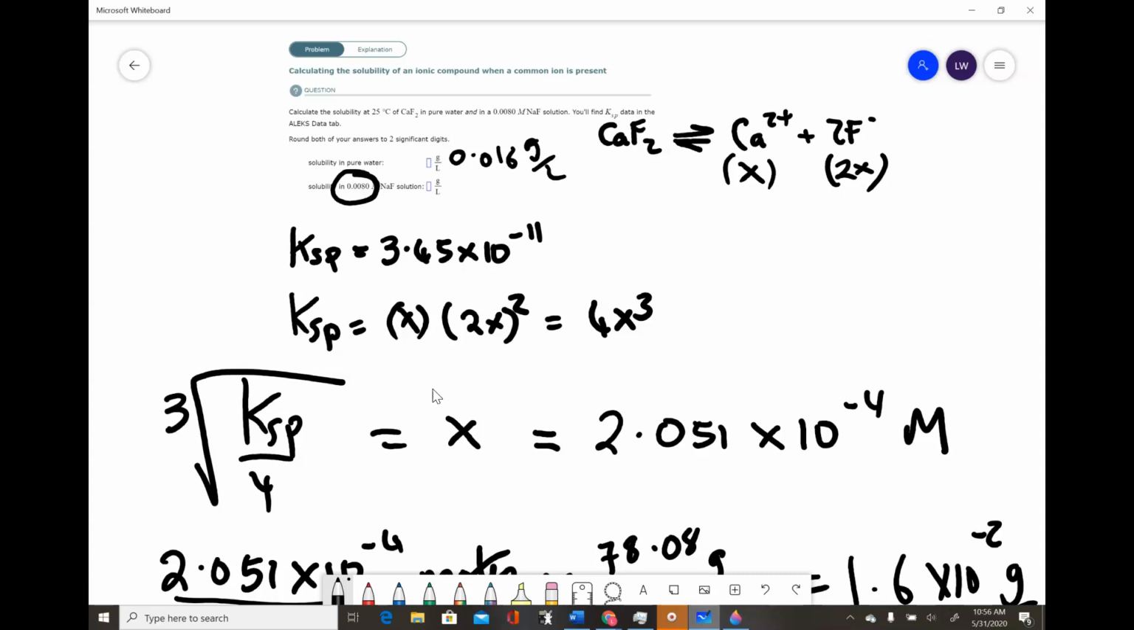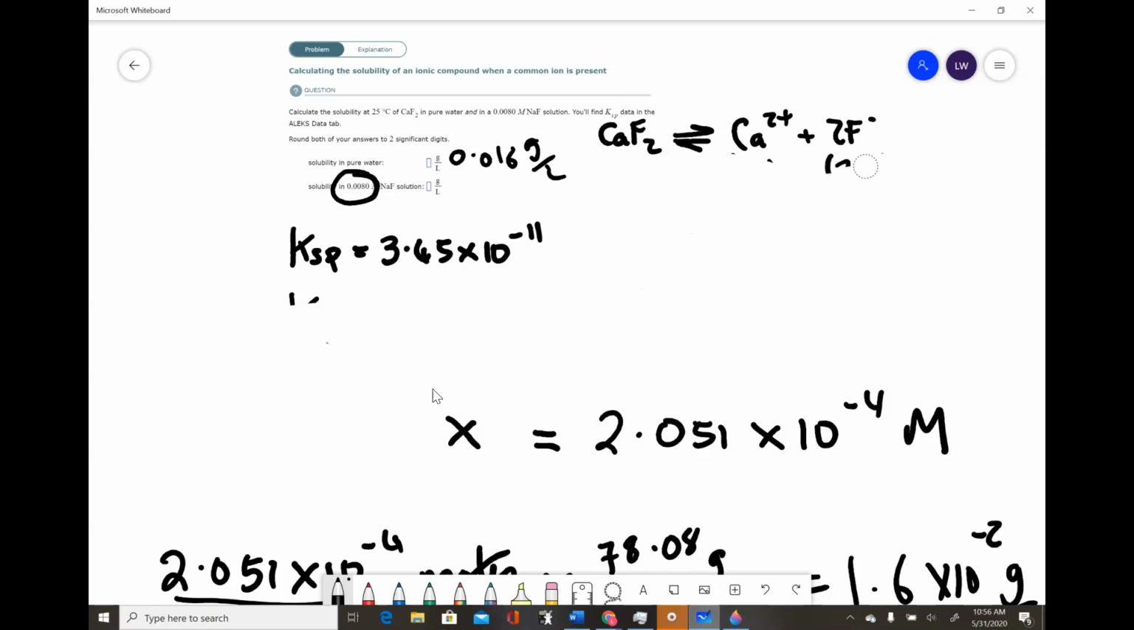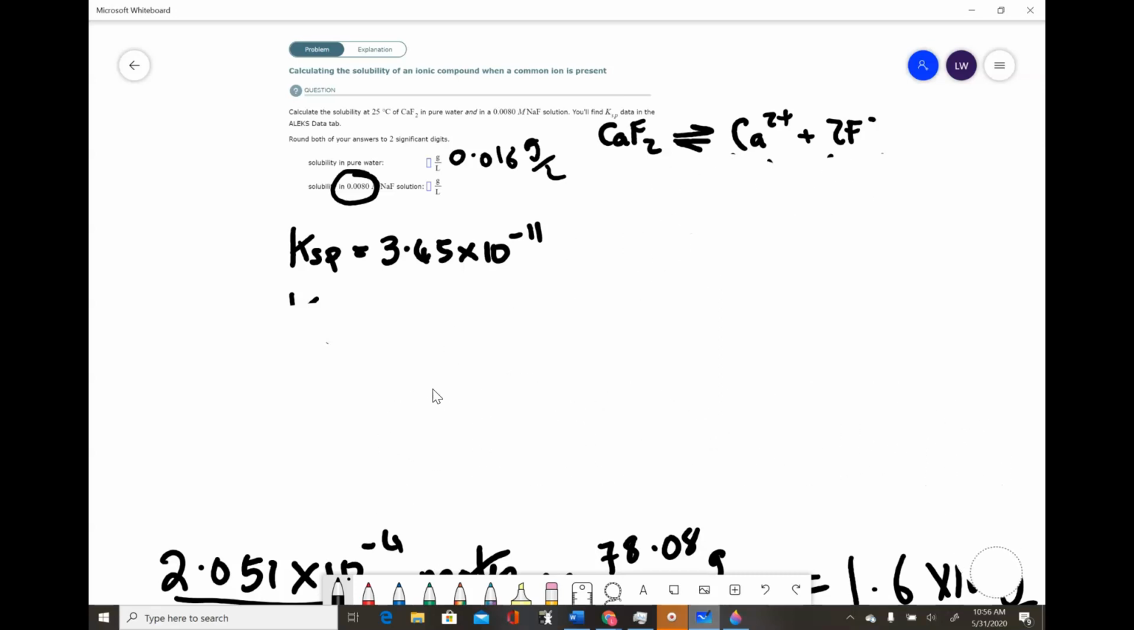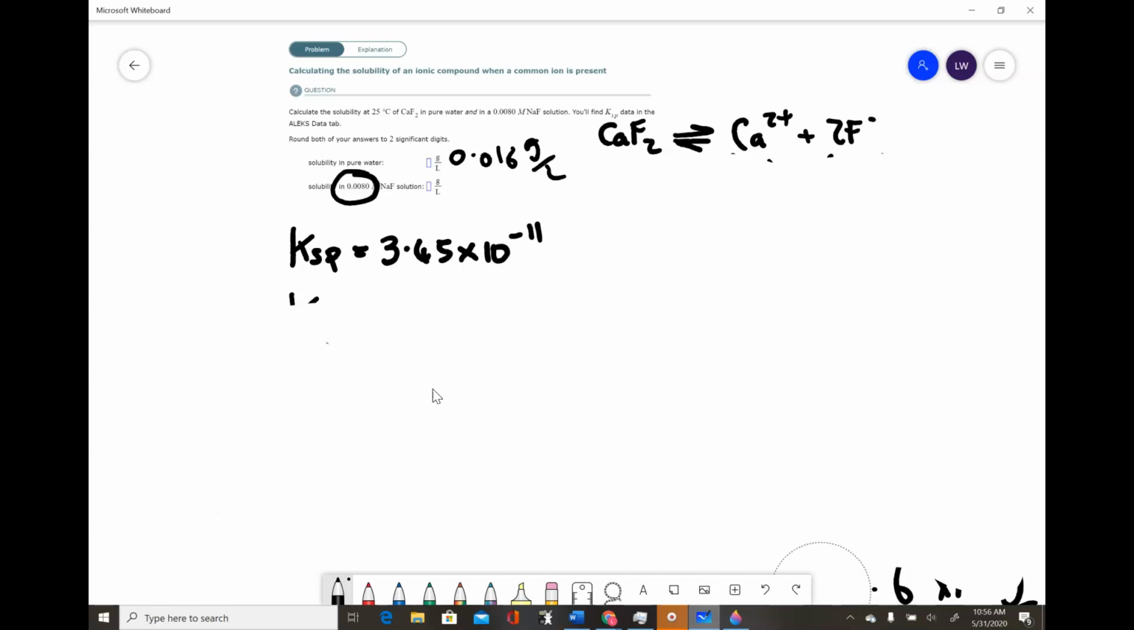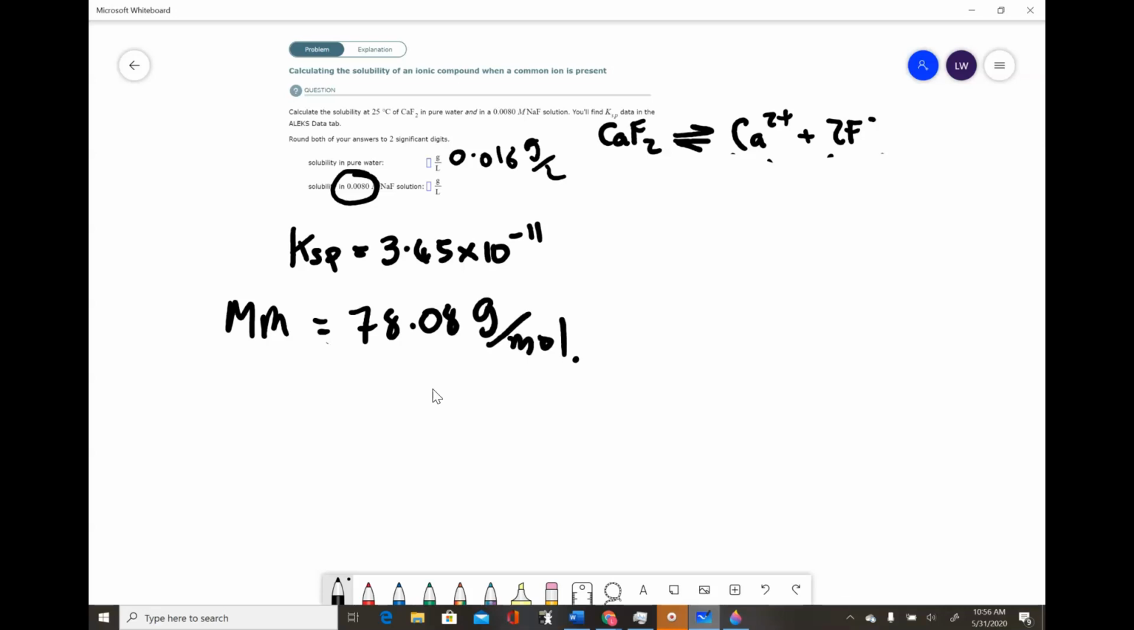Okay, so the second part of the question is what is the solubility in 0.008 molar sodium fluoride. So let's just get rid of this and make a little bit of space here. We should make a note that the molar mass was 78.08 grams per mole, just so we don't lose that information.